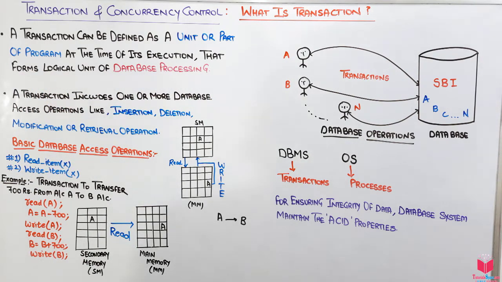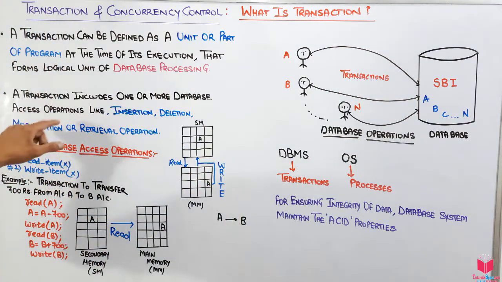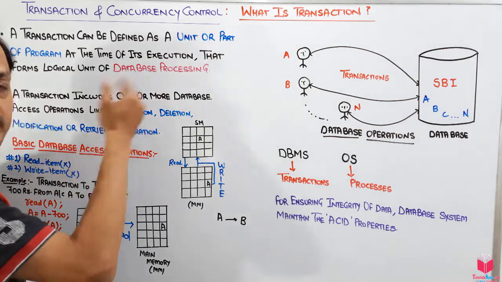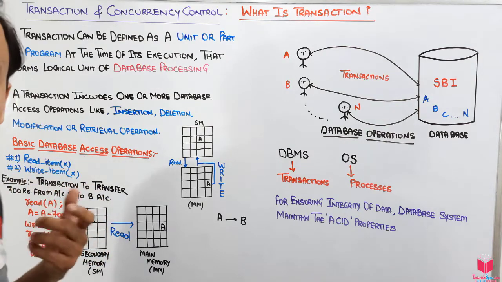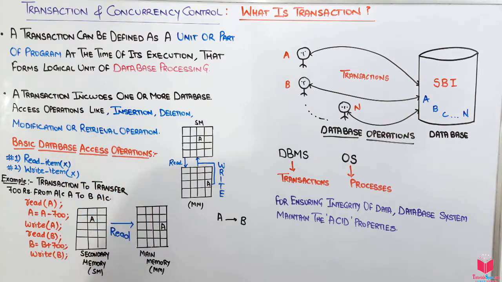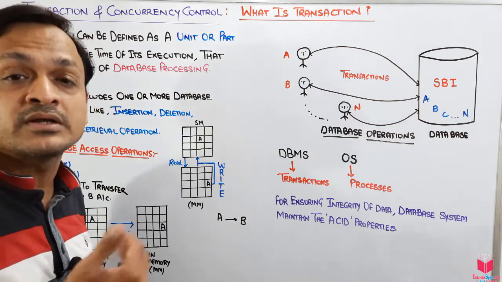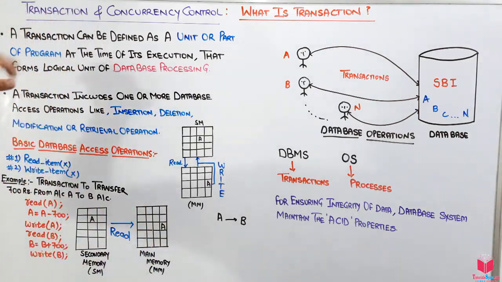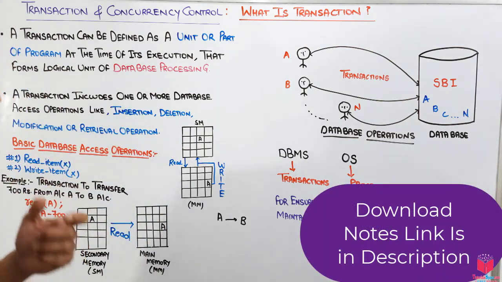Now after that, the transaction includes one or more database access operations. When we perform a transaction or set of code, it says you have to do something. Those database operations are insertion in the database, deletion in the database, modification in the database, or retrieval from the database, that means we select some data from the database just to check. Transactions are all about the transfer of money, so we have insertion, deletion, modification, or retrieval transactions.